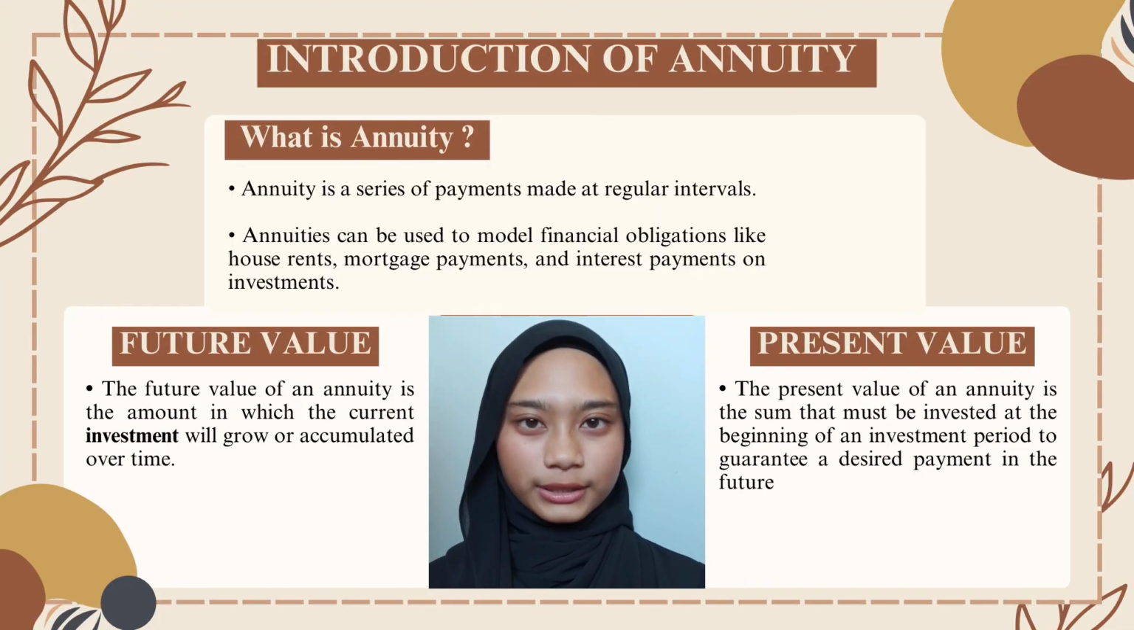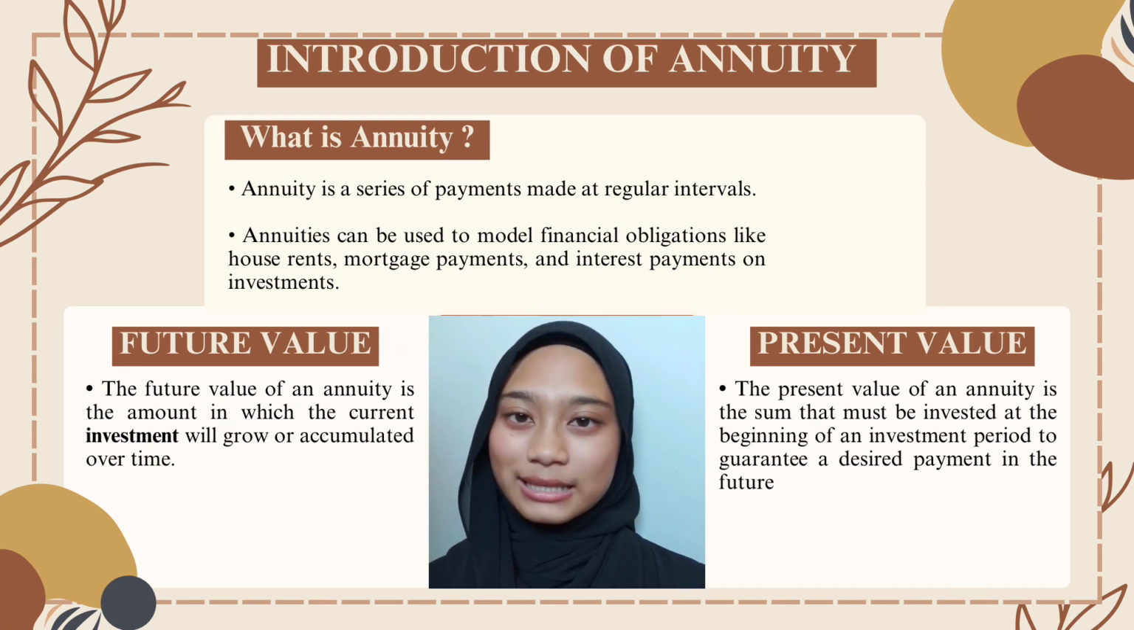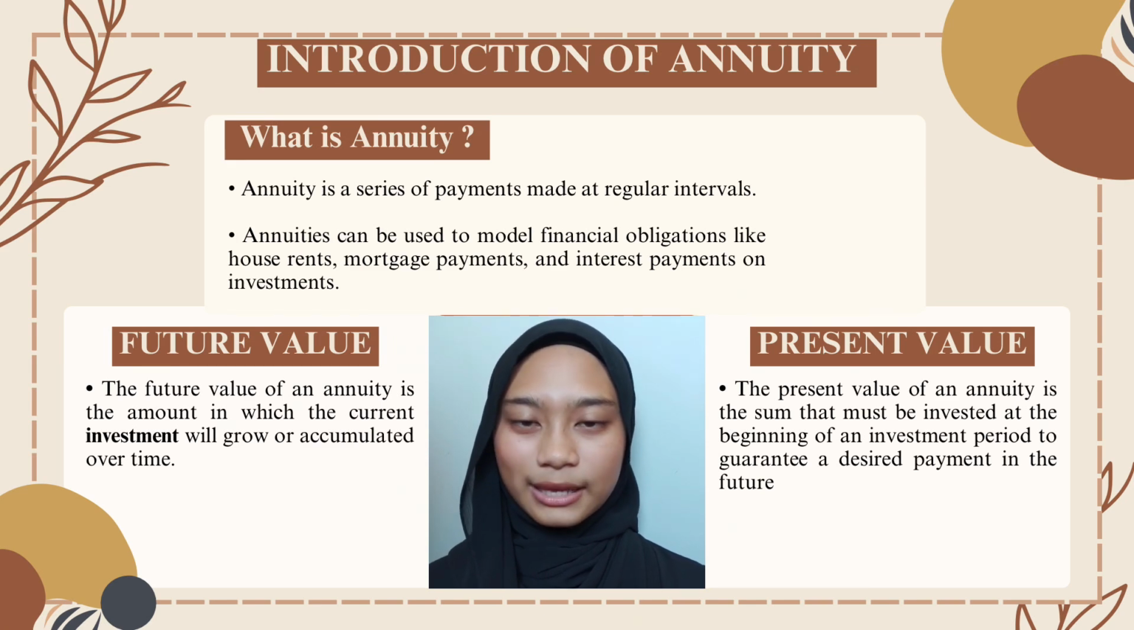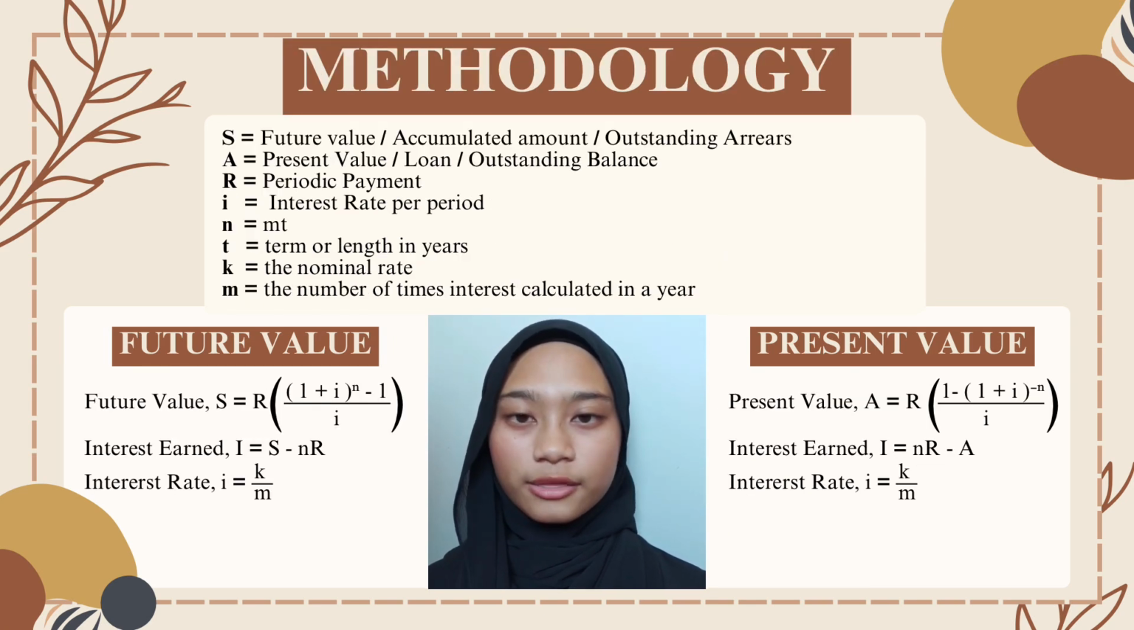Let's talk about annuity. It's a series of payments made at regular intervals which can be used to model financial obligations such as house rent, mortgage payments, and interest payments on investments. It's divided into two: future value S, which is the amount which current investment will grow or accumulate over time, and another annuity is the present value A, which is the sum that must be invested at the beginning of an investment period to guarantee the desired payment in the future. Here is shown the formula for future and present value.